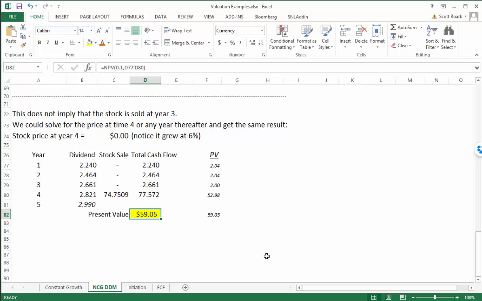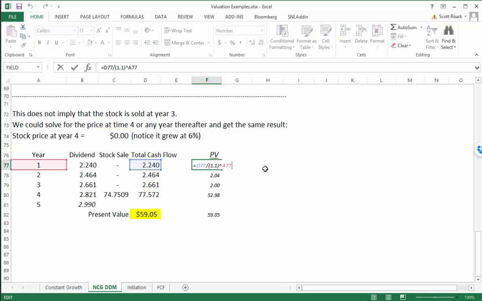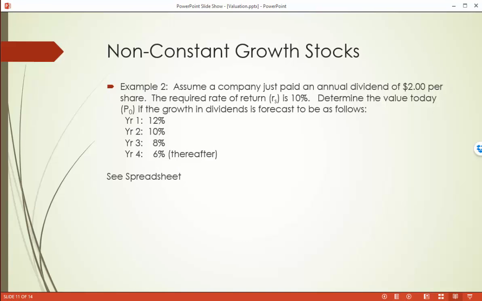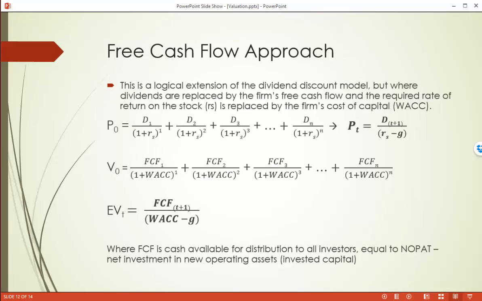And again, over here, I've just broken up each of the individual present value calculations. This is the present value of the first dividend. This is the present value of the second dividend. This is the present value of the third dividend. And this is the present value of both the fourth dividend and the sale of the stock, or the stock value at time period 4. And if we add all those up, again, I get $59.05. So we're going to stop here, and we'll pick up with the free cash flow approach in the next video.